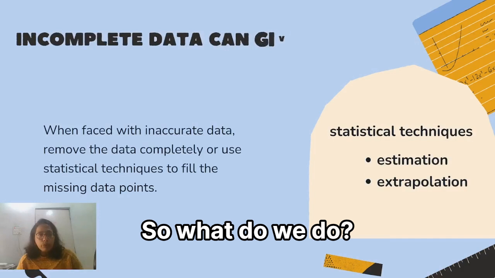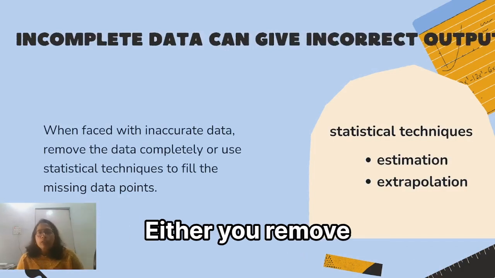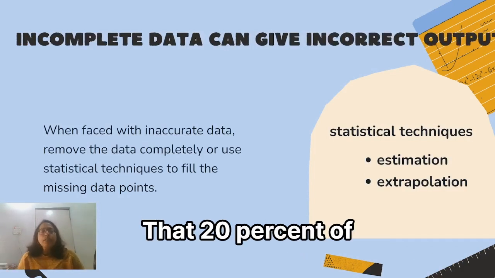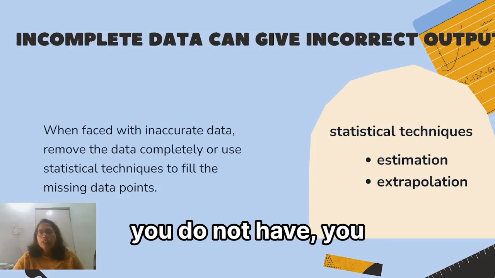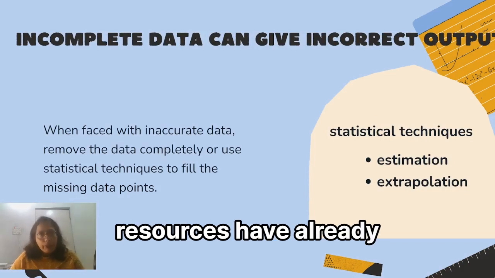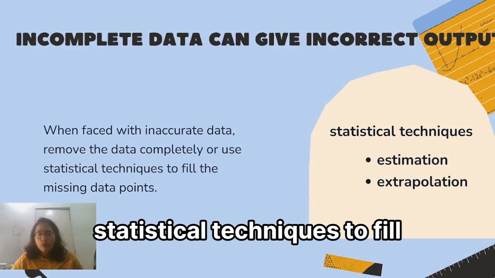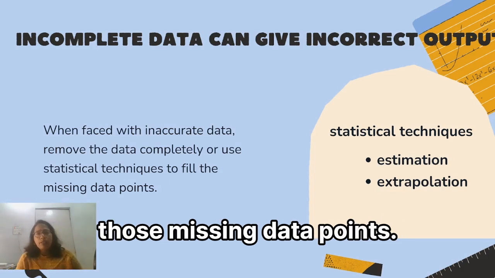So what do we do? When faced with incomplete data, you have two options. Either you remove that data completely, that 20% of people whose gender you do not have, you just delete their data. But lots of time and resources have already gone into collecting it, so you can also use statistical techniques to fill those missing data points.